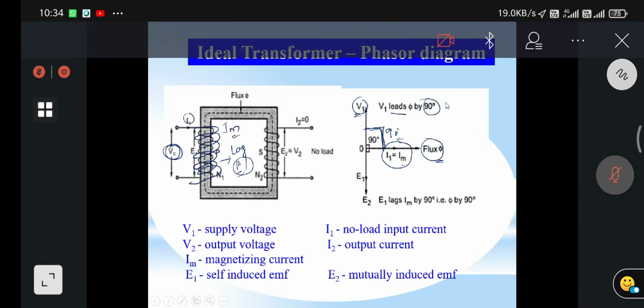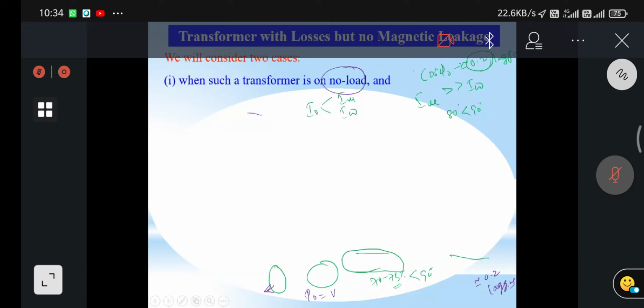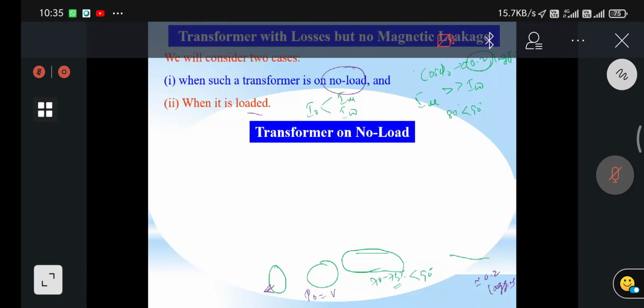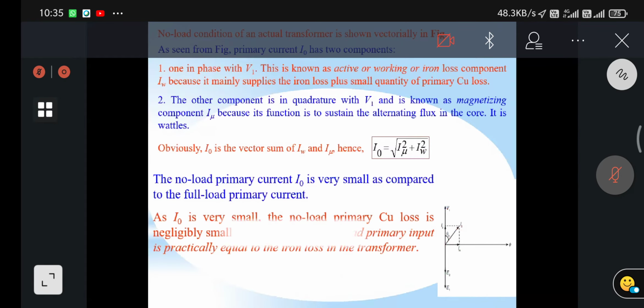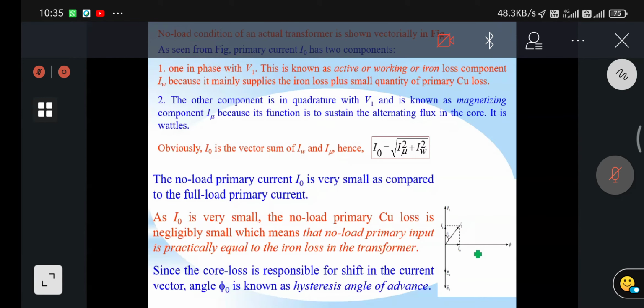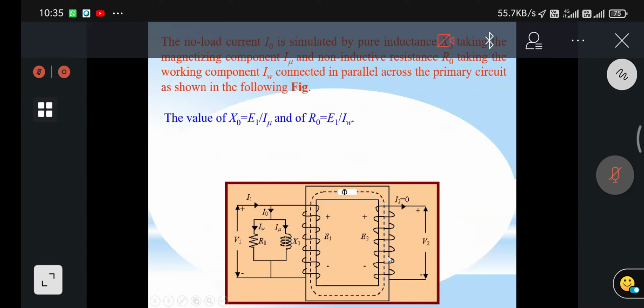So coming to the practical transformer, we have the no load condition and the load condition. After no load, we will consider the next one, the load condition. When it is loaded, that is what we are going to discuss here. Please be patient. So this is the no load phasor diagram. Now coming to the full load phasor diagram.